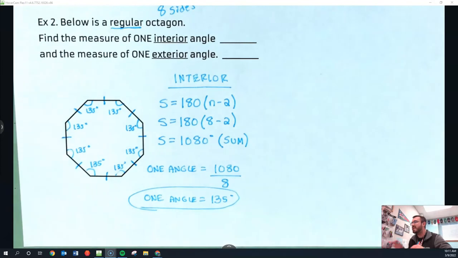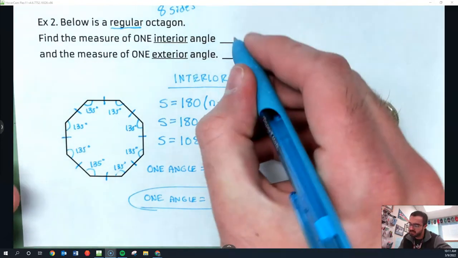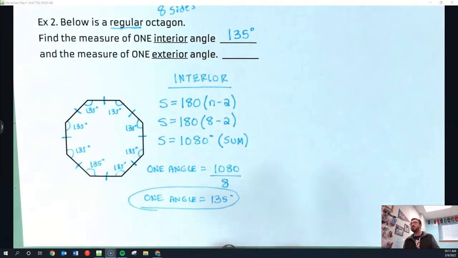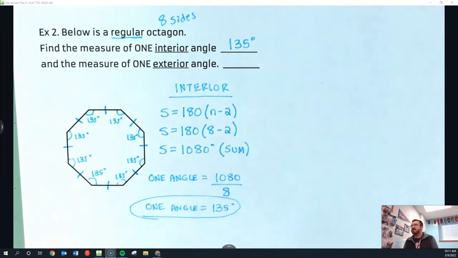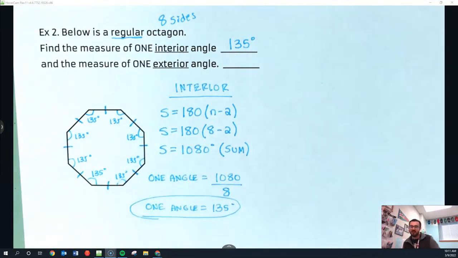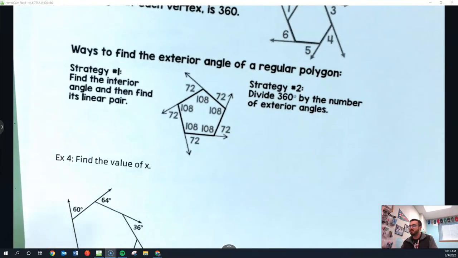Okay, so in a regular octagon, you can find the measure of one interior angle, 135. You can't do this with irregular polygons, right? Because you don't know that all the angles are the same. I think I beat that dead horse. Hopefully you feel good about that. We're going to come back to this exterior angle part here in a second. But let's move on to the next page.